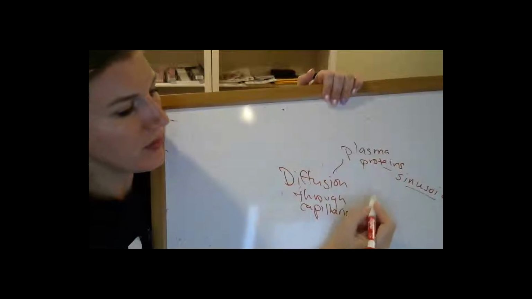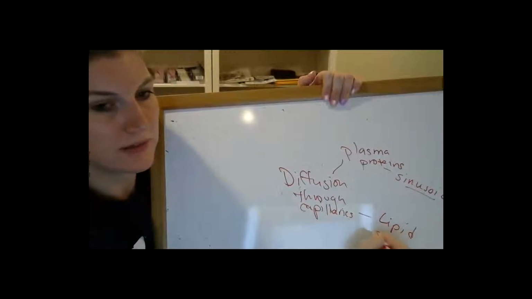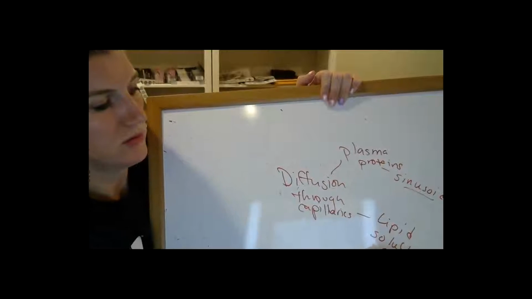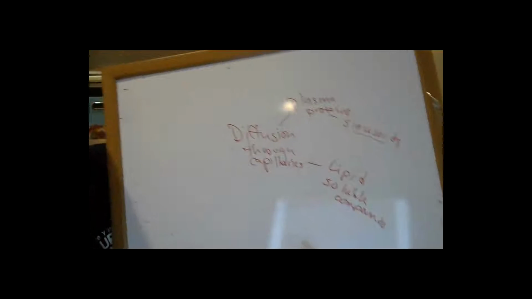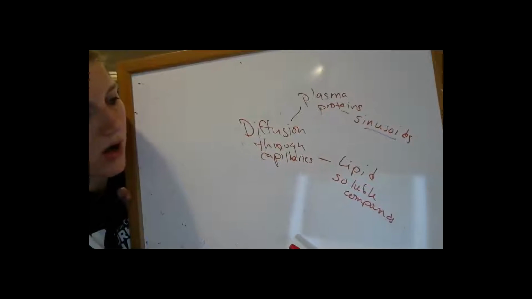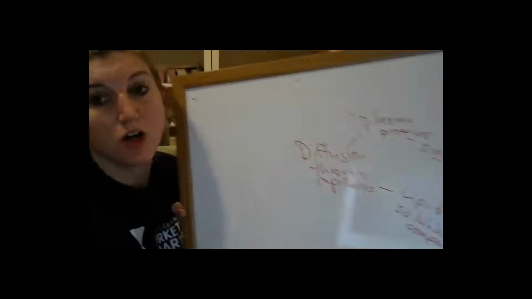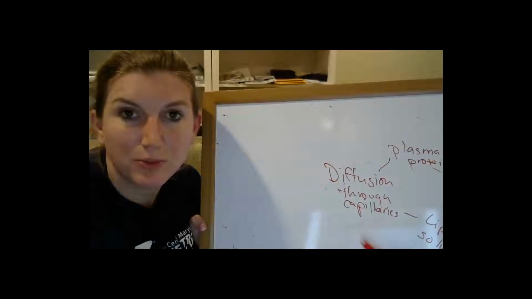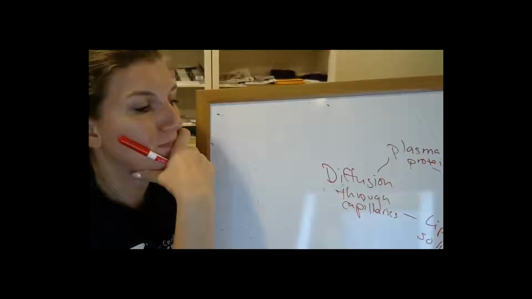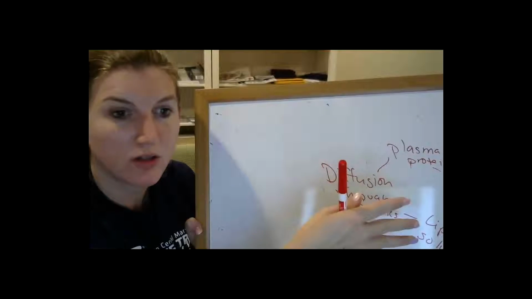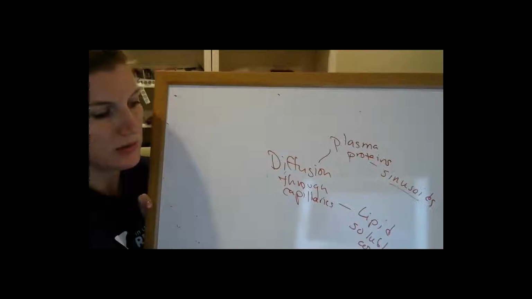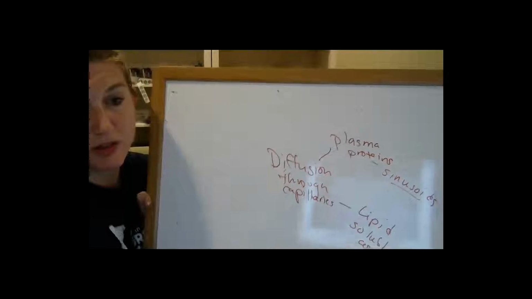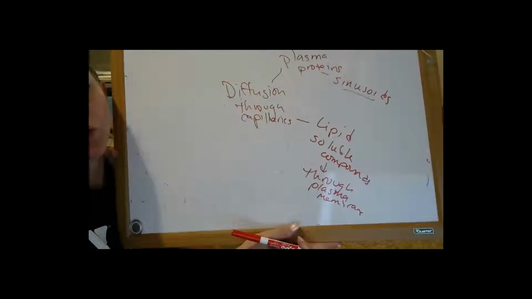So then we have something like lipid-soluble compounds, such as hormones or even carbon dioxide and oxygen, which are actually lipid soluble because they're non-polar molecules. They're lipid soluble, and lipid soluble compounds go directly through the plasma membrane. And that's what I'm writing down here at the bottom of the screen that you can't see. So lipid soluble compounds go through the plasma membrane.